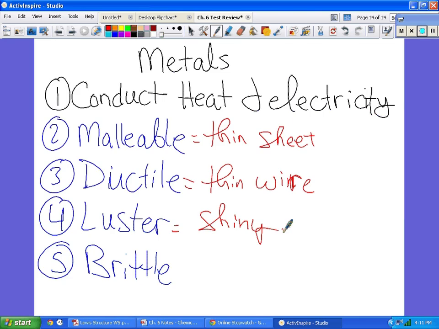And then we know brittle. So again, that is the properties and characteristics of a metal. All right, the next bullet, just brittle. Like easily broken. Brittle, easily broken. All right.